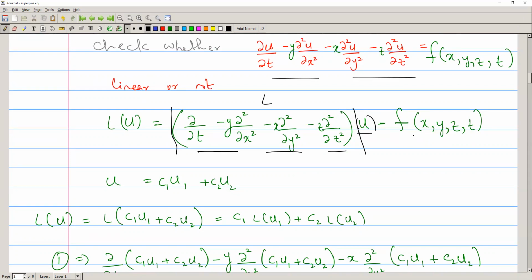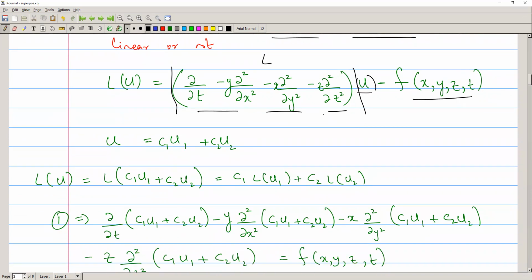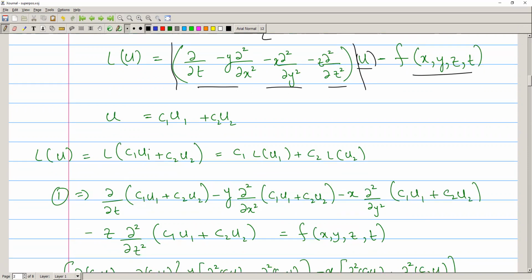So LU is equal to f, a function of x, y, z, and t. So it's basically a function of 3 independent variables. In fact, yes, this is a function of 4 independent variables, because of t, x, y, and z, there are 4 independent variables. All right, so now we can write L of u is equal to L of C1 U1 plus C2 U2, because we are supposing that by the principle of superposition, this U is equal to C1 U1 plus C2 U2, right?